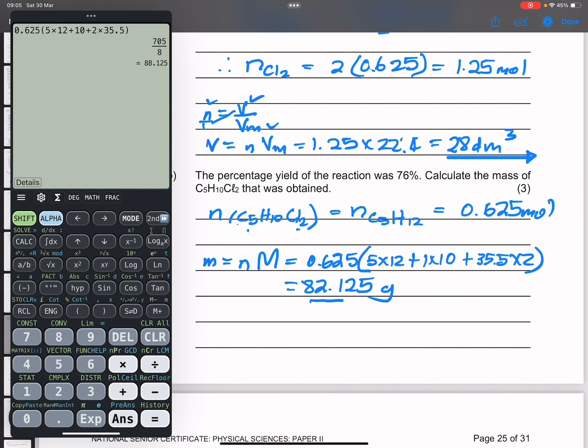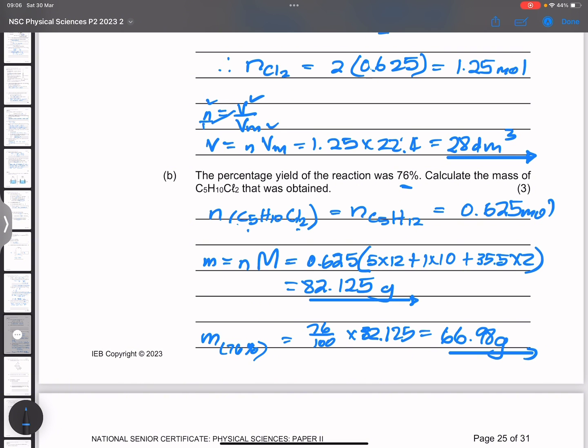Now this would be the mass that we would obtain at 100% yield. But they said our yield was 76%. So the mass that we would obtain at 76% would be 76 over 100 multiplied by 88.125. Essentially, multiply that by 0.76. I get an answer of 66.98, so 66.98 grams. That would be the mass that I would obtain, ladies and gents. I hope that you got that. Right, so let's go on to the next question.